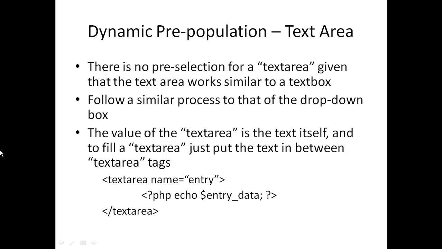For a text area, there's no pre-selection, given that a text area works similar to a text box. Follow a similar process to that of a drop-down box. The value of the text area is the text itself, and to fill a text area, just put the text in between the text area tags. So here we open and close text area, and in the middle is a PHP echo tag for entry data. Entry data is what would actually be shown in the text area box.